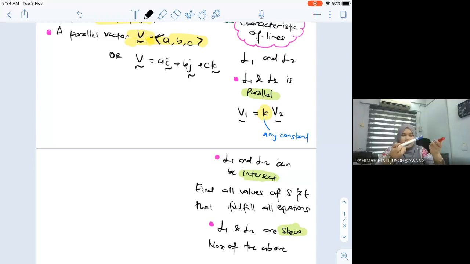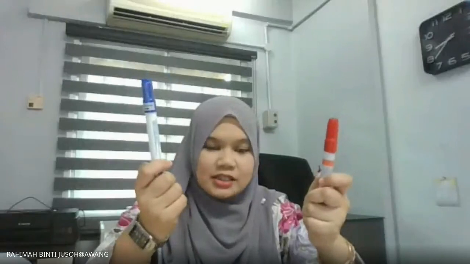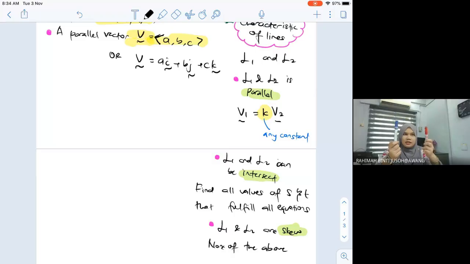Now, if L1 and L2 intersect, you will have a position like this. They intersect, or like this, or like this. Ujung ke ujung. As long as they intersect, this is the intersection. If L1 and L2 intersect, you can find the point of intersection. I will show you how we find the point of intersection later.